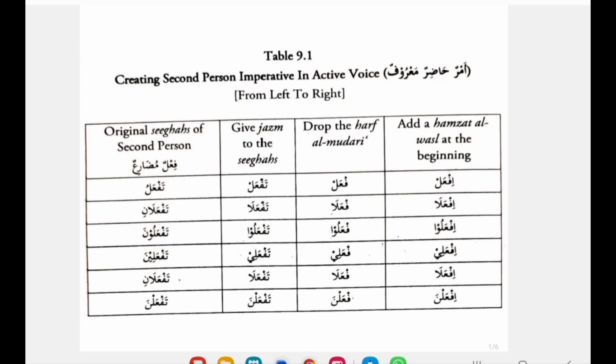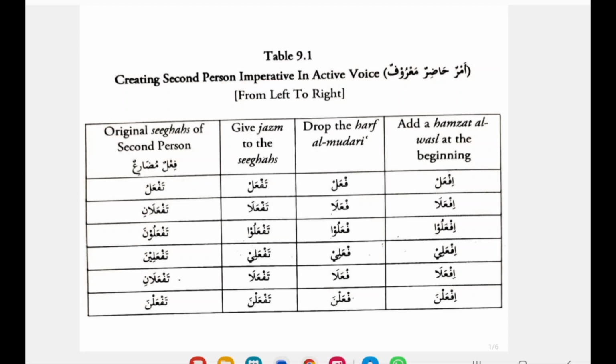So as you can see, the steps are written over here. The first thing you're going to do is give jazm to the sighas. So taf'alu is going to become taf'al. Taf'alani, you're going to drop the noon. It's going to become taf'ala. Taf'aluna, same thing. You're going to drop the noon. As we mentioned, what happens in jazm, you drop the noon, so taf'aluna becomes taf'alu. Taf'alina, you drop the noon, it becomes taf'ali. Taf'alani, same thing. You drop the noon, it becomes taf'ala.